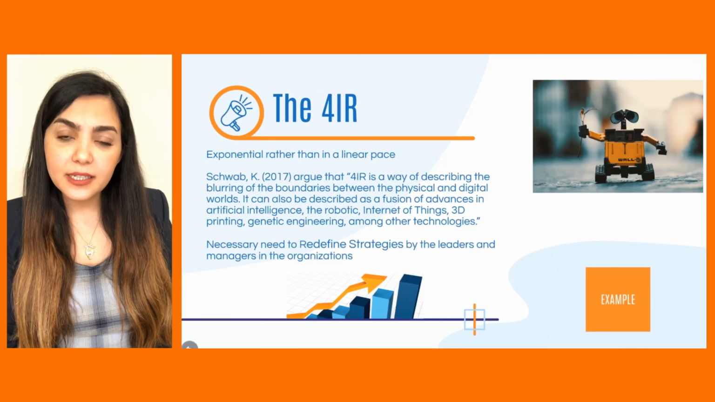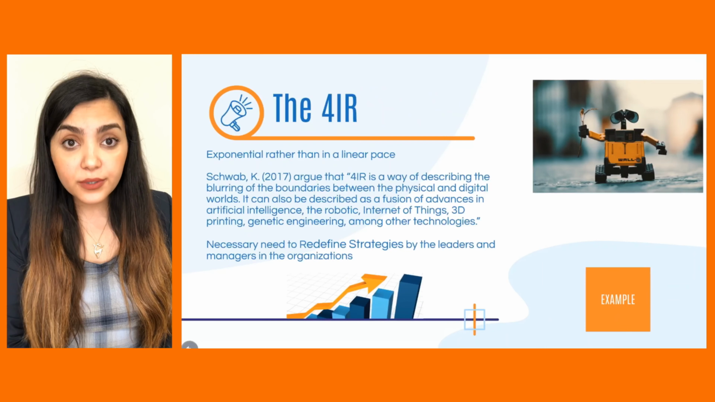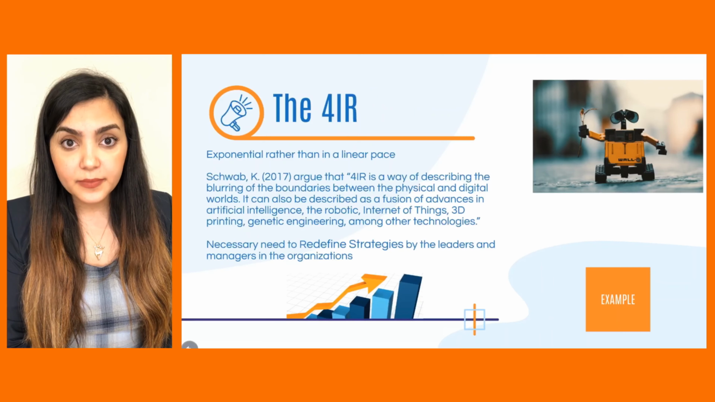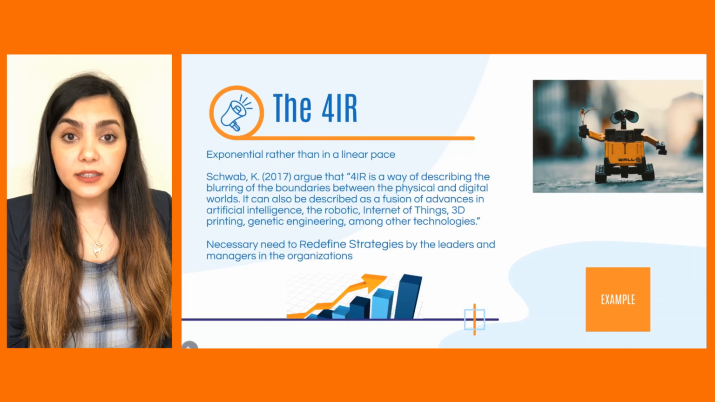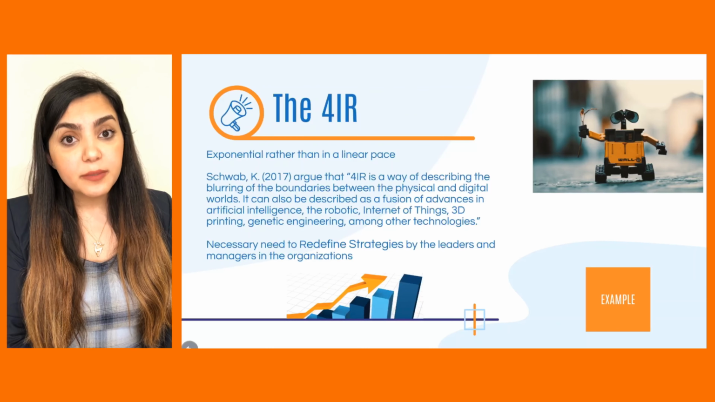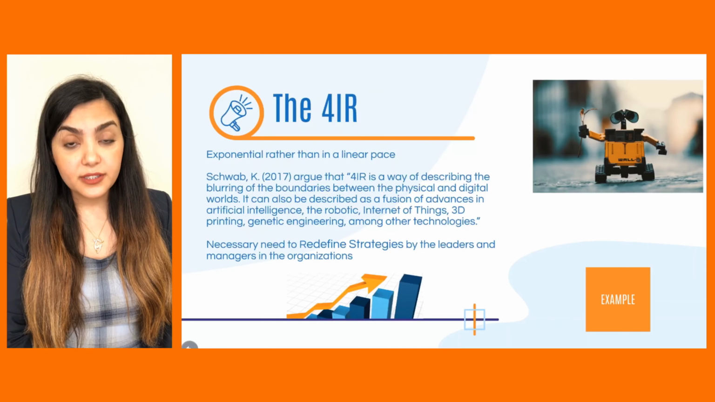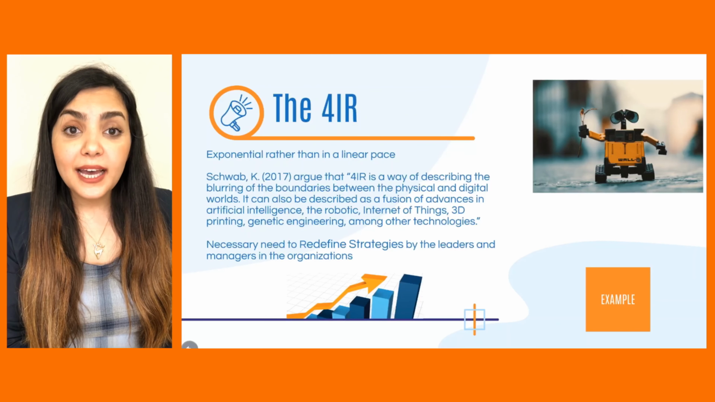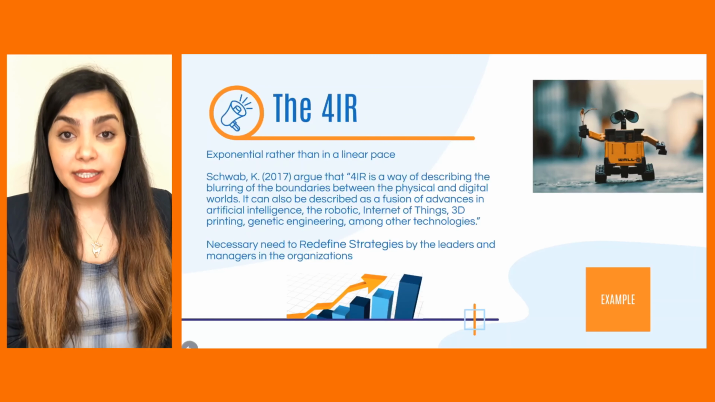Therefore, in simple terms, the Fourth Industrial Revolution is a way of describing the blurring of the boundaries between the physical and digital worlds. It can also be described as a fusion of advancement in artificial intelligence, robotics, the Internet of Things, 3D printing, and genetic engineering, among other technologies. The innovations in the technological world are what have prompted and facilitated faster advancement in the world's technology.